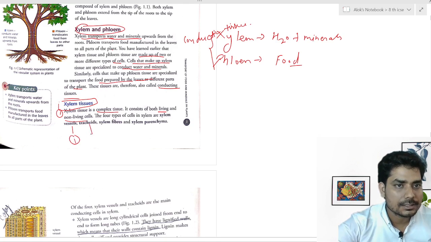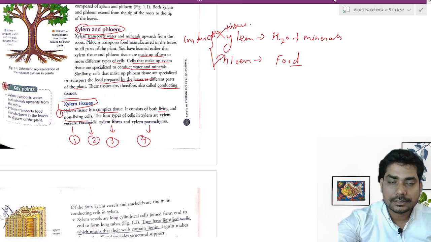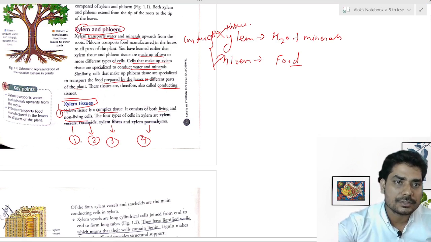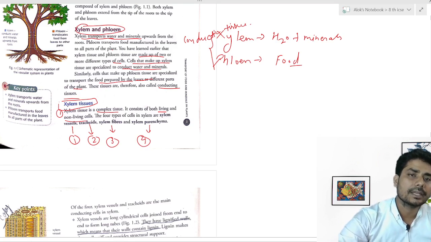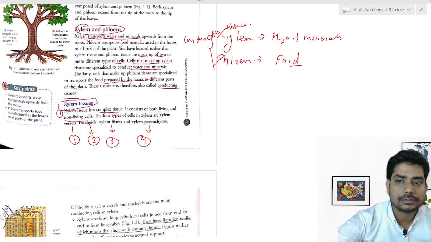There are four types of cells in xylem: first vessel, second tracheid, third xylem fiber, and fourth xylem parenchyma. Vessels and tracheids transport water and minerals. Xylem fiber gives mechanical support, and xylem parenchyma stores food molecules.